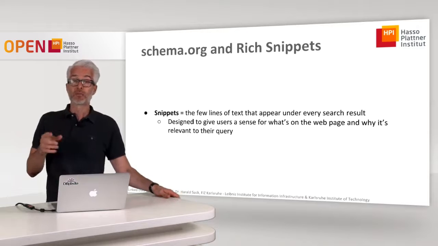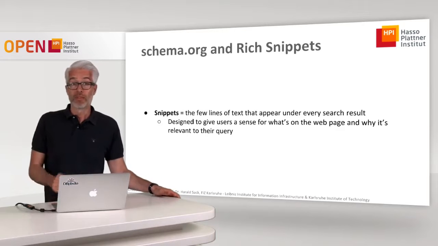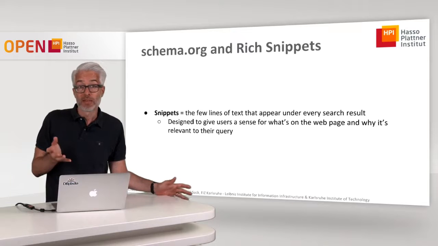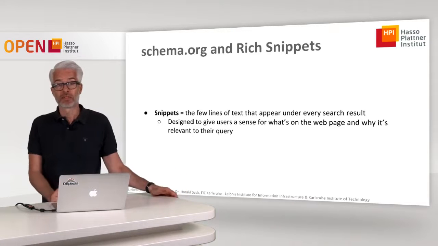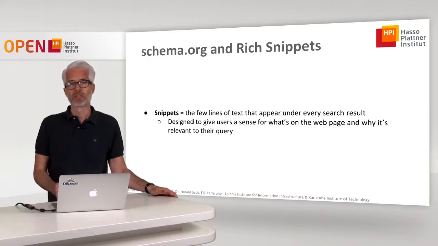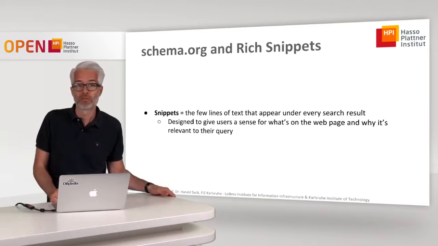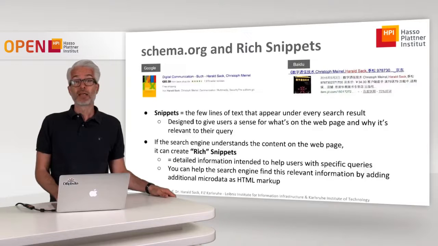And to understand what the found result is about, there are so-called snippets. Snippets are nothing else than a few lines of text that appear under every search result, and usually they should give the user a sense of what the web page is about and why it's relevant to the query of the user. Rich snippets then contain more.